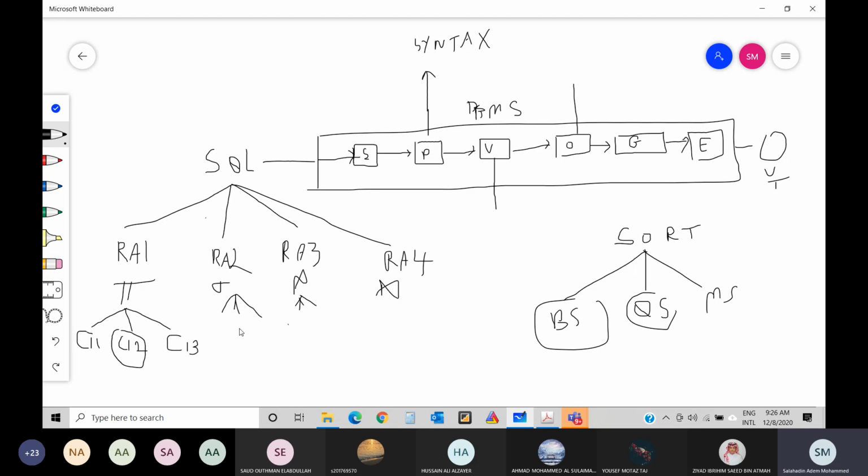Also from this one, he will choose the best one for you. So he will choose the best one from here, the best one from here, the best one from here, and the best one from here.